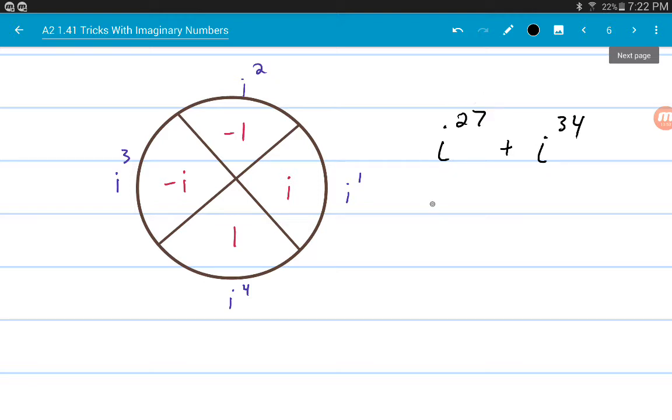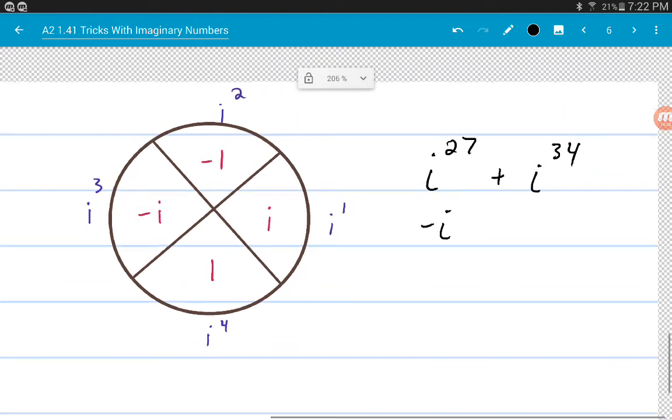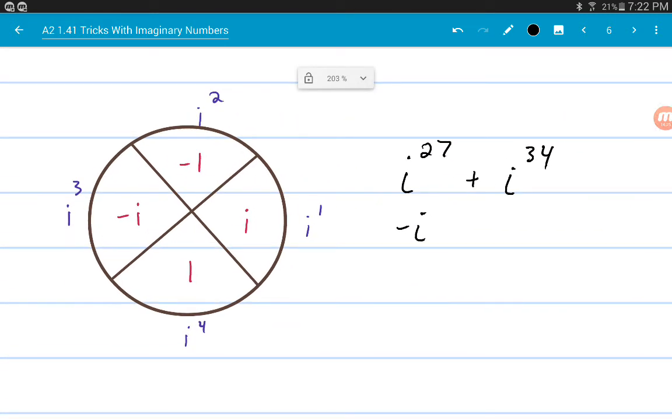What I'm going to do is start at i to the 24th, which is right here, because it's a multiple of 4. So 25, 26, 27. So that means i to the 27th is negative i. I'm just scribbling next to everything because I can't really point, because you can't see my finger.